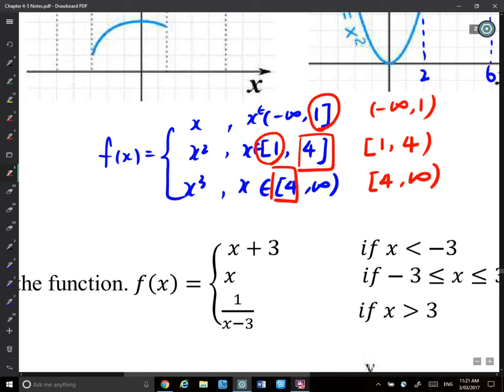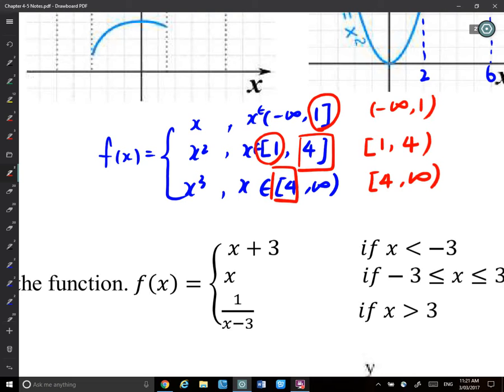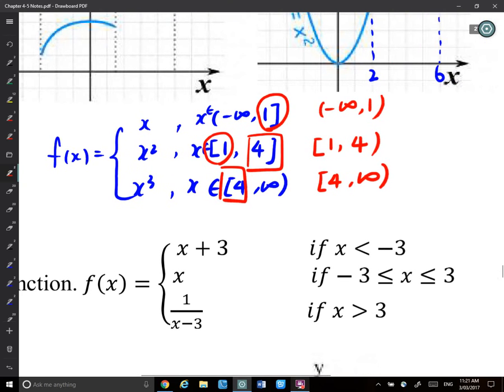So the correct way we can do is change my domain like that. Now 1 is only in the second one, not in the first one. 4 is in the third one, not in the second one. So that will work. Two things. First is your domain. You cannot overlap your domain.